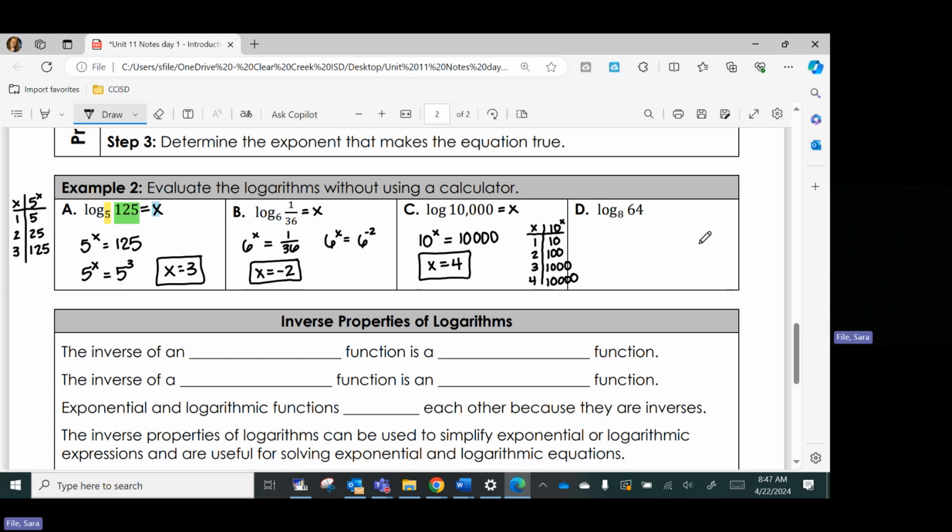All right, let's look at D. What is the base in D? So this is going to be written as 8 to the power of x equals 64. 8 to what power would give you 64? 8 squared, so x is a 2.